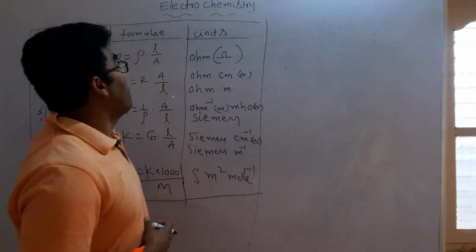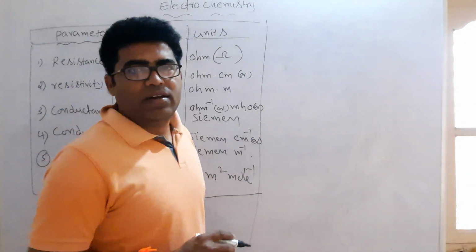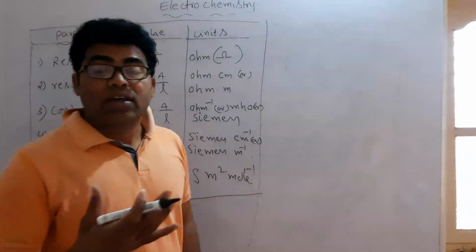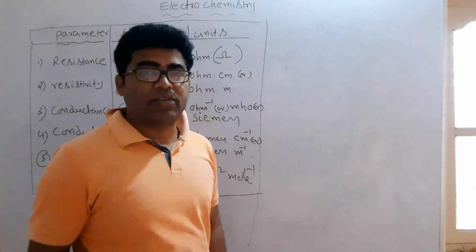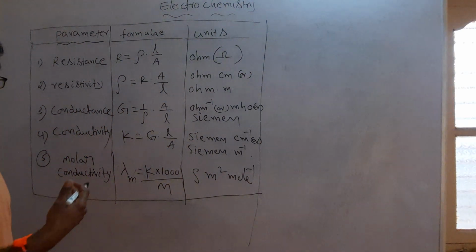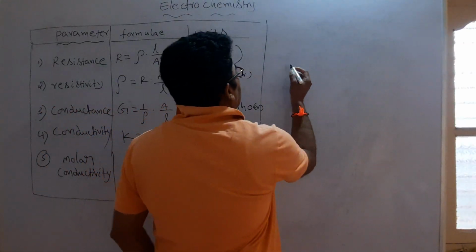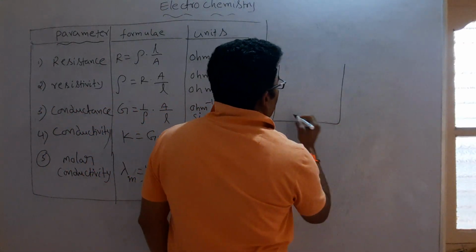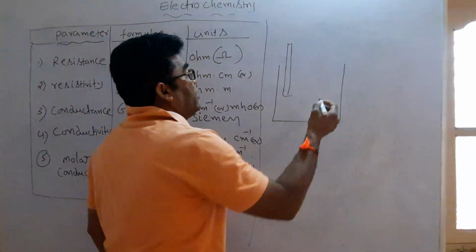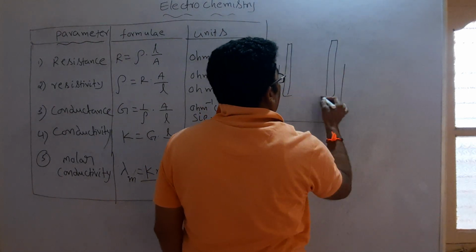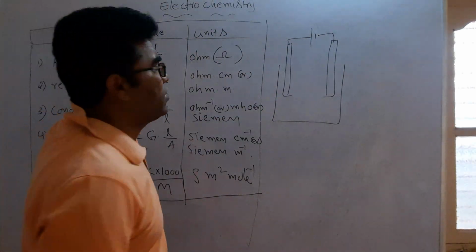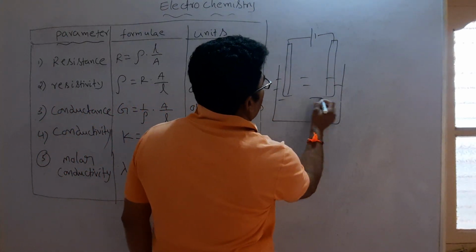But here, in the electrolytic cell, we are going to learn about resistance, conductivity, and molar conductivity. First of all, what is an electrolytic cell? An electrolytic cell means a beaker containing an electrolyte in which two platinum rods are dipped. This is the electrolytic cell.